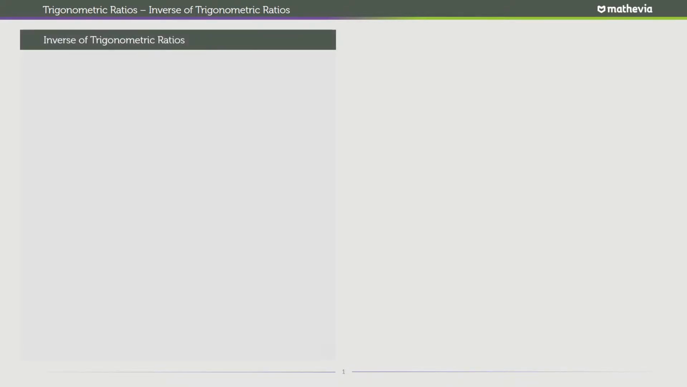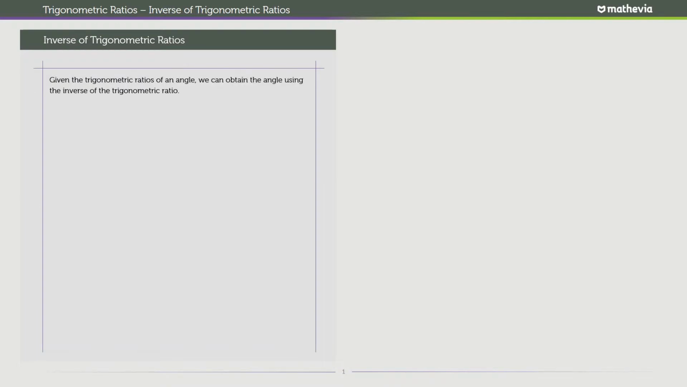So we have inverse of trigonometric ratios. Now, given the trigonometric ratios of an angle, we can obtain the angle using the inverse of the trigonometric ratio. Basically, you're often given an angle, let's say 60, and you want to find the sine of 60. You just go sine 60, and it gives you an answer. Sine 60 is 0.8660. If you use your calculator, you get that.